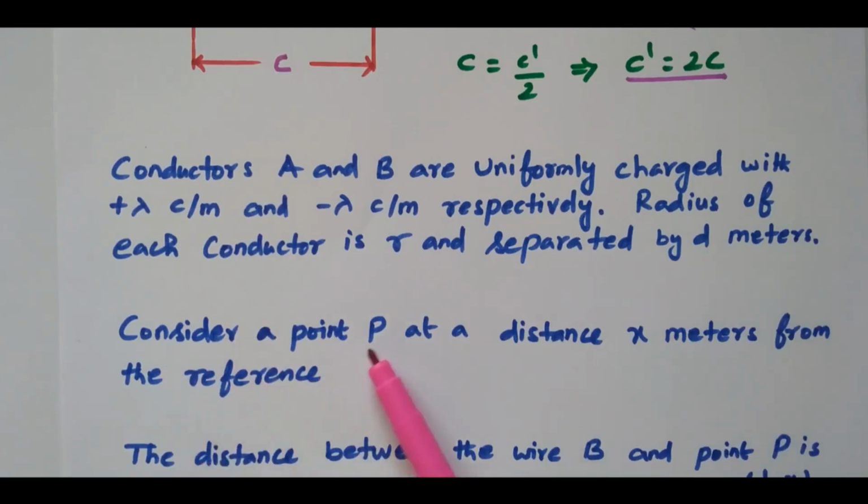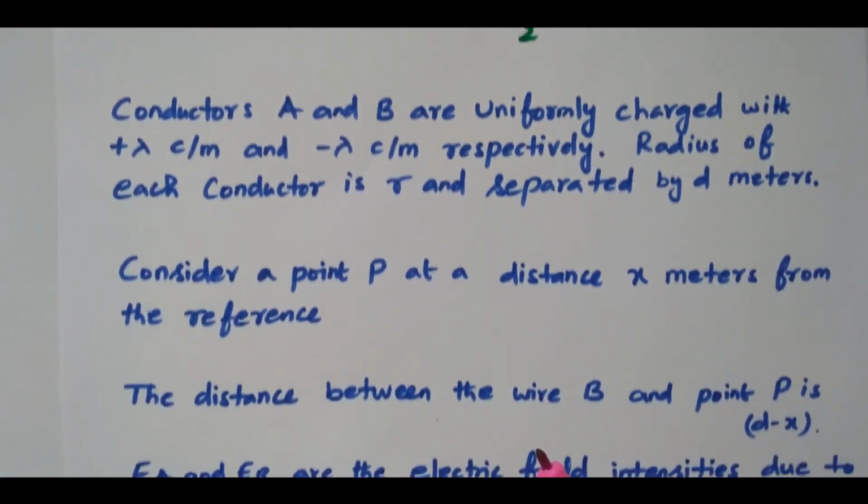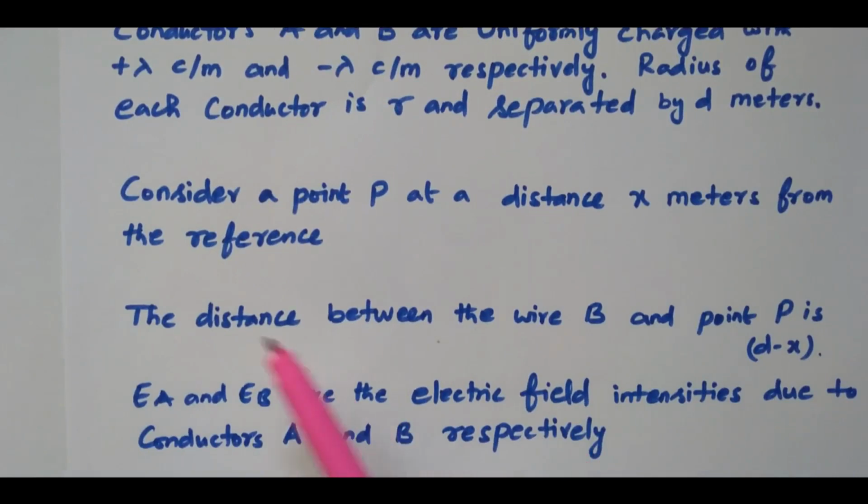We are considering the point P at a distance x meter from the reference. Reference is nothing but conductor A. Then the distance between conductor B and point P is d minus x. EA and EB are the electric field intensities due to conductor A and conductor B.